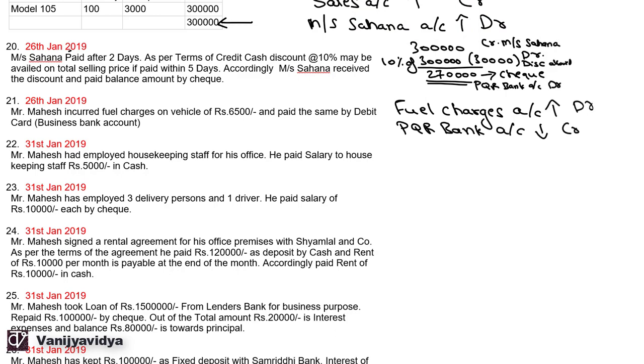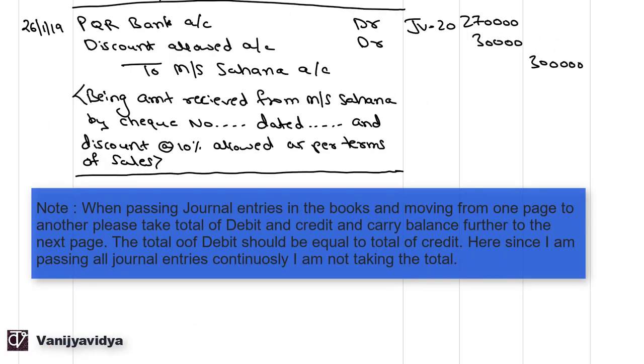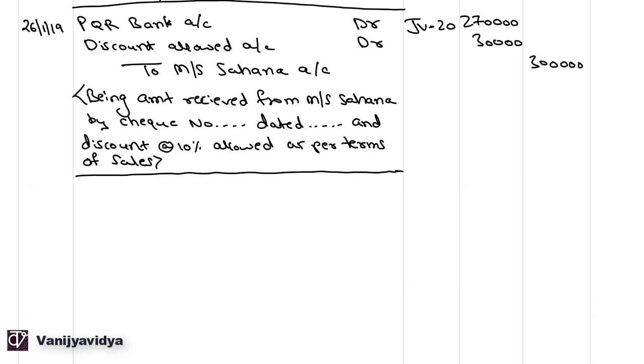Let's pass this entry. Now when I am passing a journal entry here, since I am passing it continuously, I am not doing any debit credit total. But whenever you are passing journal entries in your book and when you are moving from one page to another, you have to take the total of debit and total of credit and then move on that total to the next page as shown to you earlier. Now let's pass this journal entry.